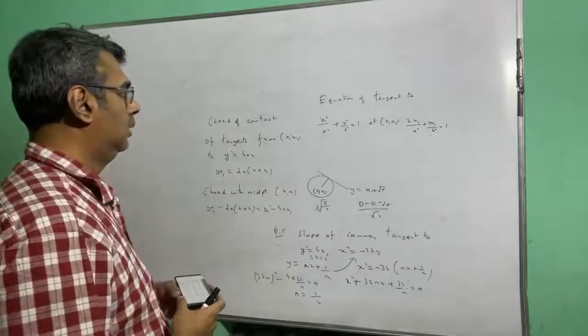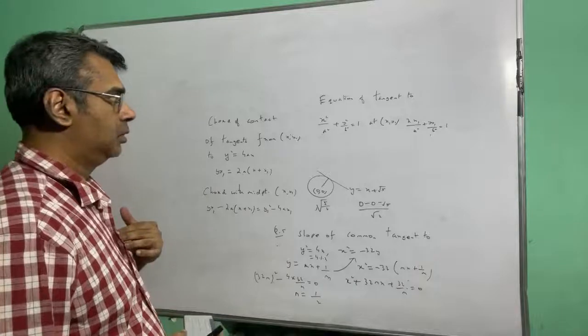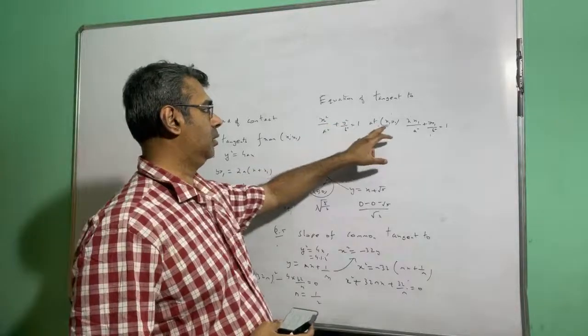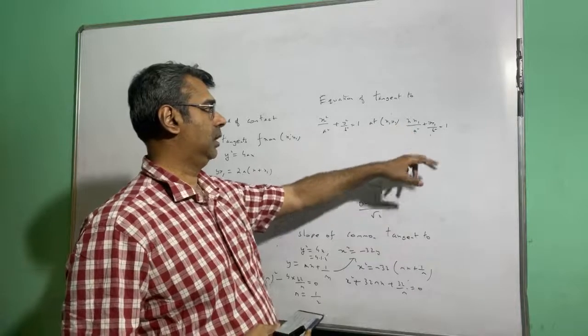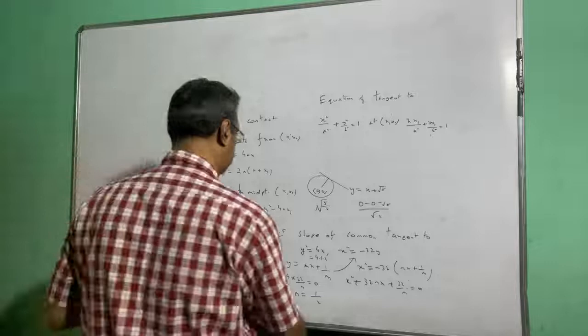Okay, now we come to the tangent formulas of ellipse. So the equation of tangent to x square by a square plus y square by b square equal to 1 at x1, y1 is x x1 by a square plus y y1 by b square equal to 1.